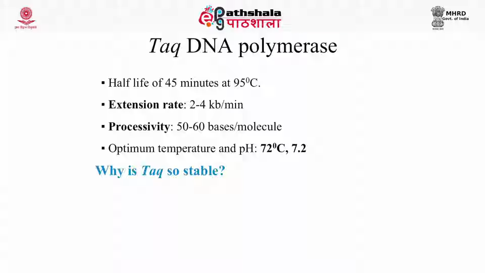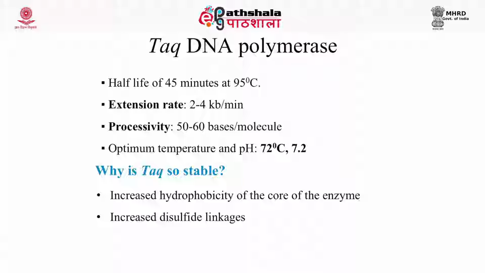Now, what is the reason for the stability of this Taq polymerase? There are certain properties of this enzyme which make it thermostable. The 3 important properties are increased hydrophobicity of the core of this enzyme, increased disulfide linkages and more proline content. Owing to these 3 properties, the Taq polymerase is stable at very high temperatures of 95 degrees centigrade.